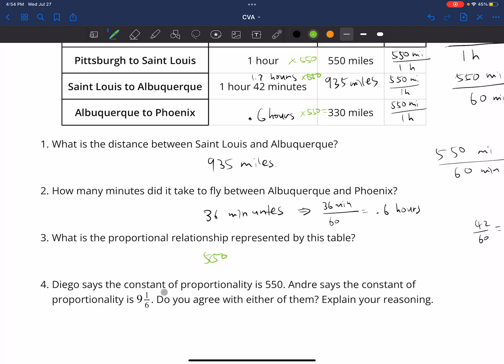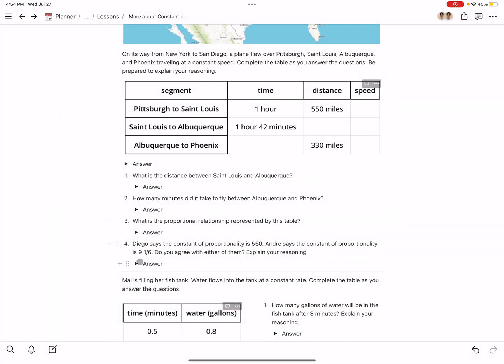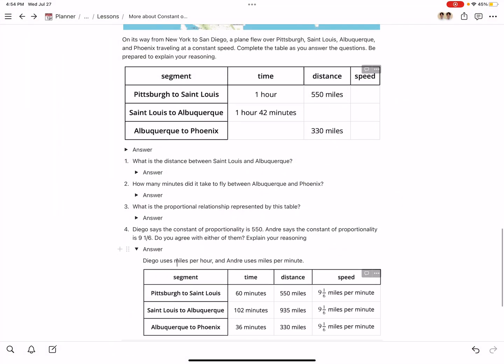So Diego says that the constant of proportionality is 550. Andre says that the constant of proportionality is 9 1/6. Do you agree with either of them? Well, let's take a look. So what we're doing here is, I wonder where Andre got 9 1/6. So let's take a look at the answer here.